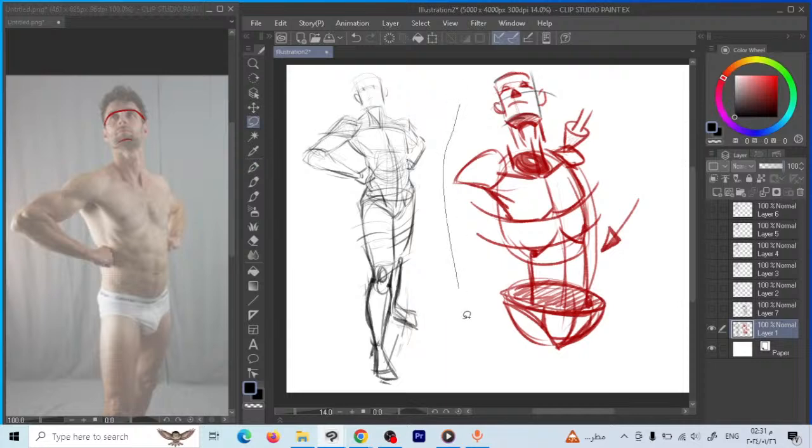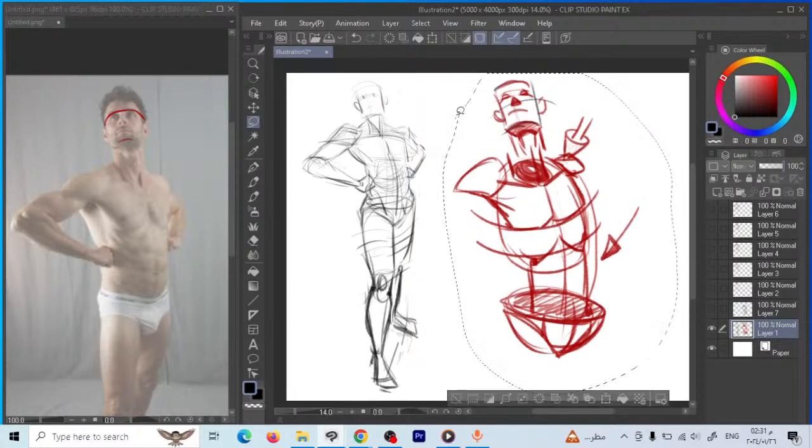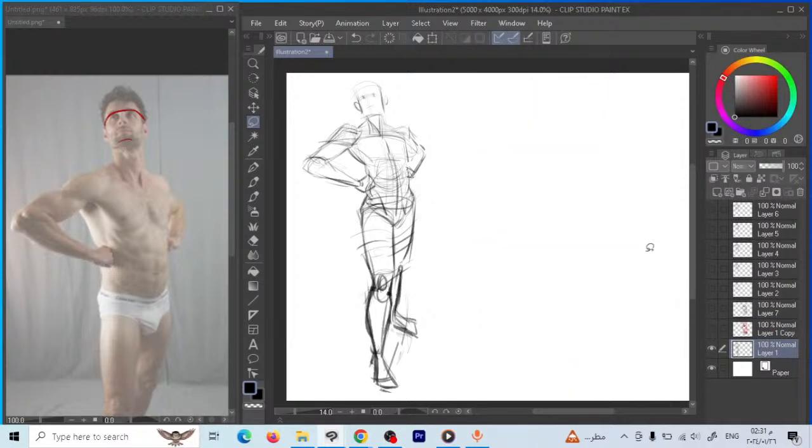You're not going to go for the whole thing, you know? You just imagine the pose and that's it. You just imagine perspective lines and so on.